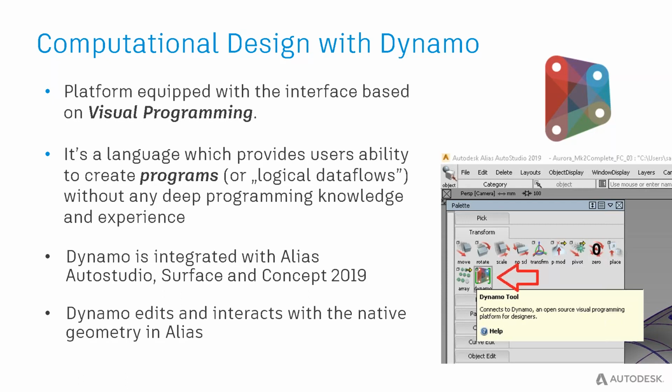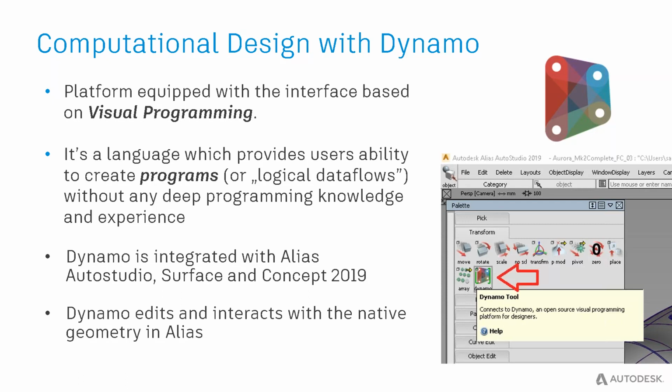Dynamo is, of course, a computational design software with an interface using visual programming. Dynamo is integrated with Alias AutoStudio, Surface and Concept from version 2019. It was not possible to work with Dynamo and Alias before version 2019. What is also very important is that the geometry created by using visual programming, by using Dynamo in Alias, will actually be native geometry in Alias.